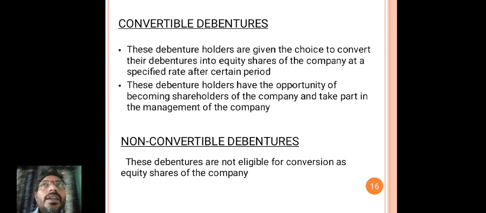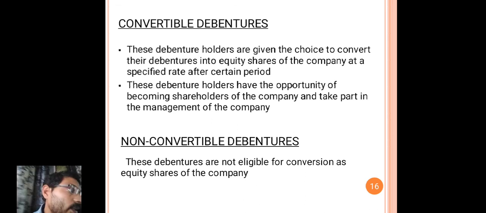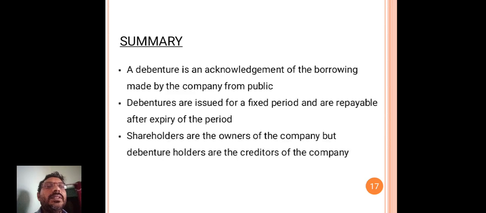These are the different kinds of debentures issued by a company to the general public. Depending upon their interest, they can purchase any kind of these debentures. In this class, I have clearly explained what is a debenture, the differences between the debenture and shares, and what are the different kinds of debentures.